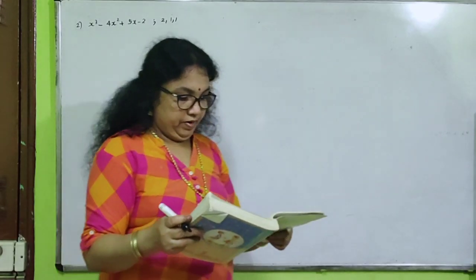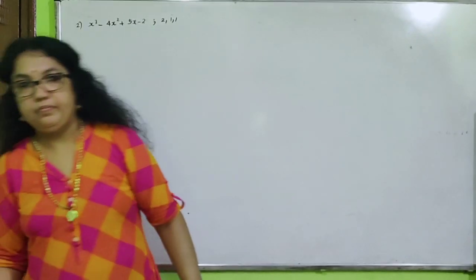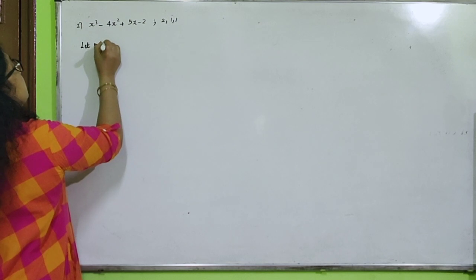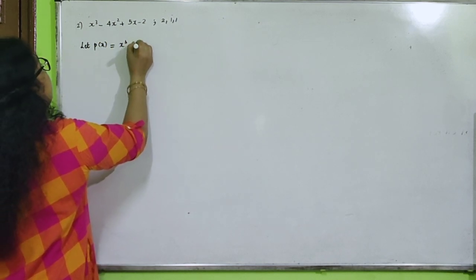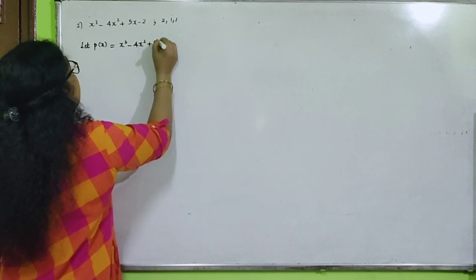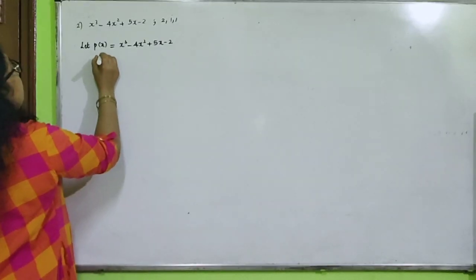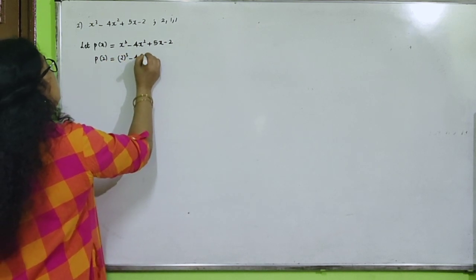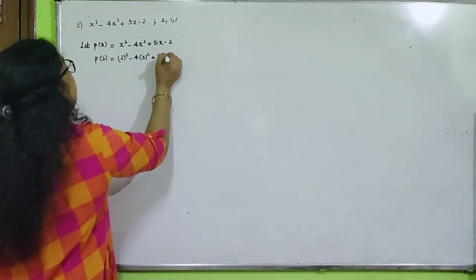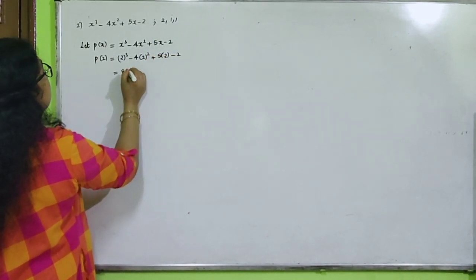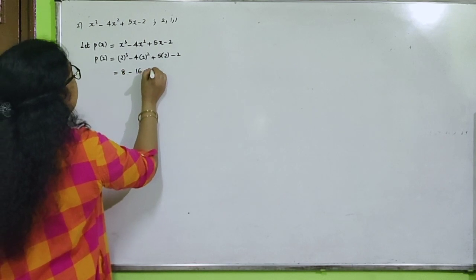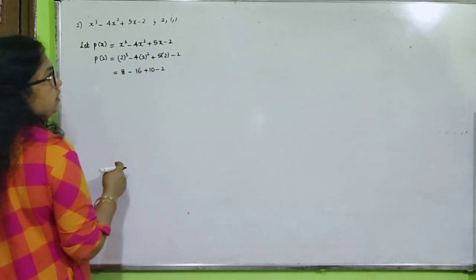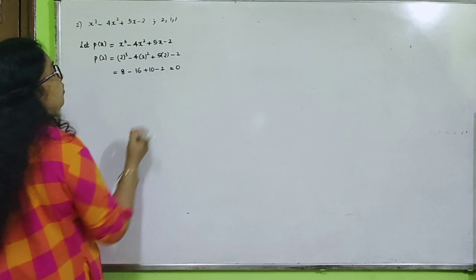So first we have to verify they are the zeros. So let p of x equal x cube minus 4x square plus 5x minus 2. Now p of 2: 2 cube minus 4 into 2 square plus 5 into 2 minus 2. 2 cube is 8. 4 4s are 16, plus 10 minus 2. 8 plus 10, 18. Minus 16 minus 2, minus 18. 18 minus 18, 0. So first one proved.